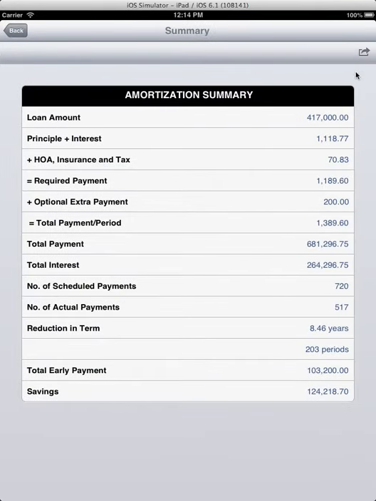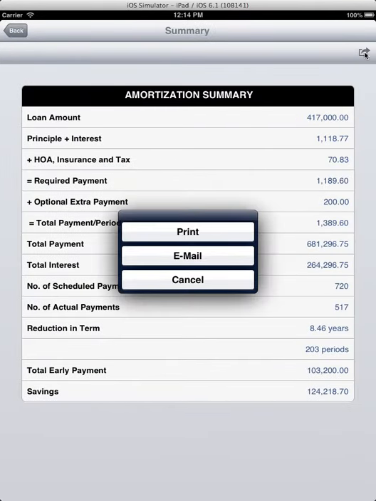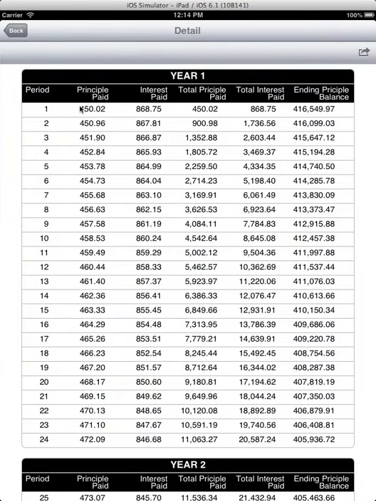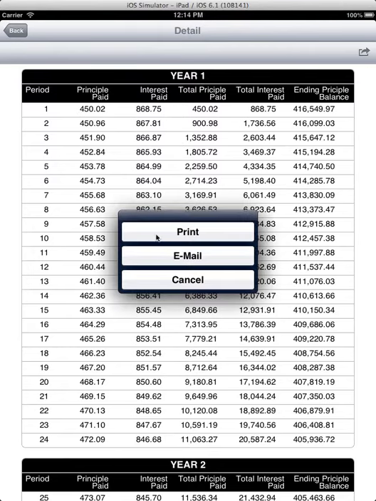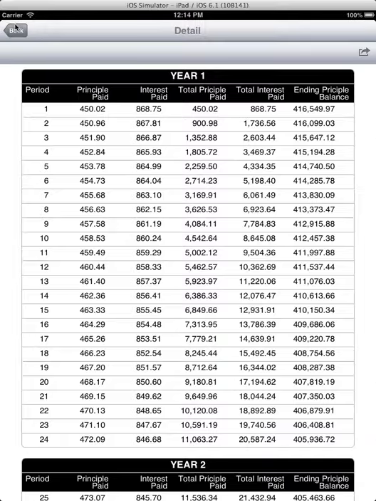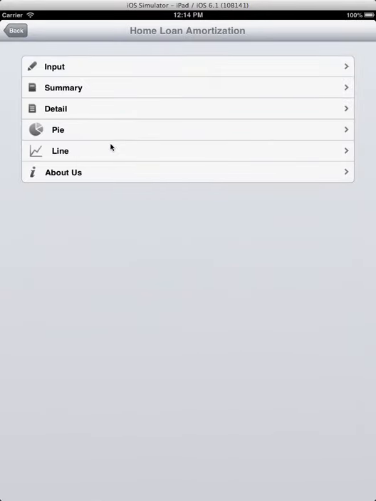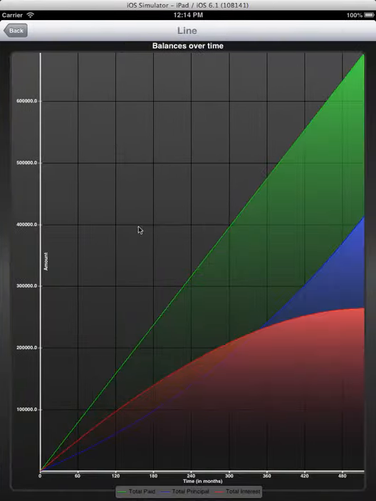You can also email the result. You can also print the result. And now say detail. So here is basically the amortization schedule. You can print and email it as well. And then here the pie chart of the principal versus the interest, and then various line graphs of total paid, total principal paid, total interest paid.